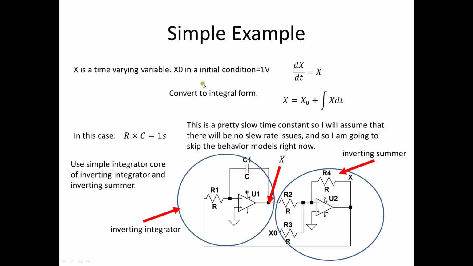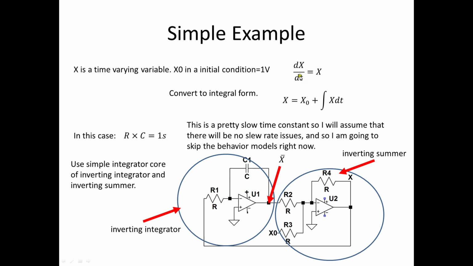So let's just do what I would consider a simple example. I have X as a time varying variable. X naught is an initial condition, and I want that to be 1 volt. Here is the differential equation, and I convert it to integral form. The reason is that when you differentiate a signal and there's noise, you can create large voltage swings that will corrupt your signal. Integrals tend to smooth out noise.